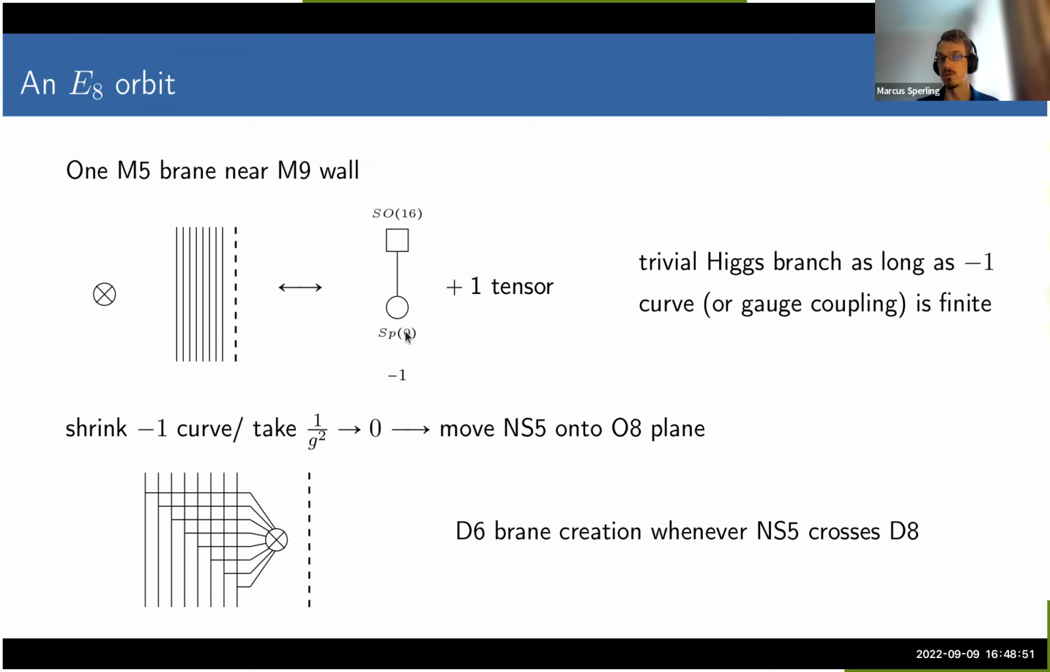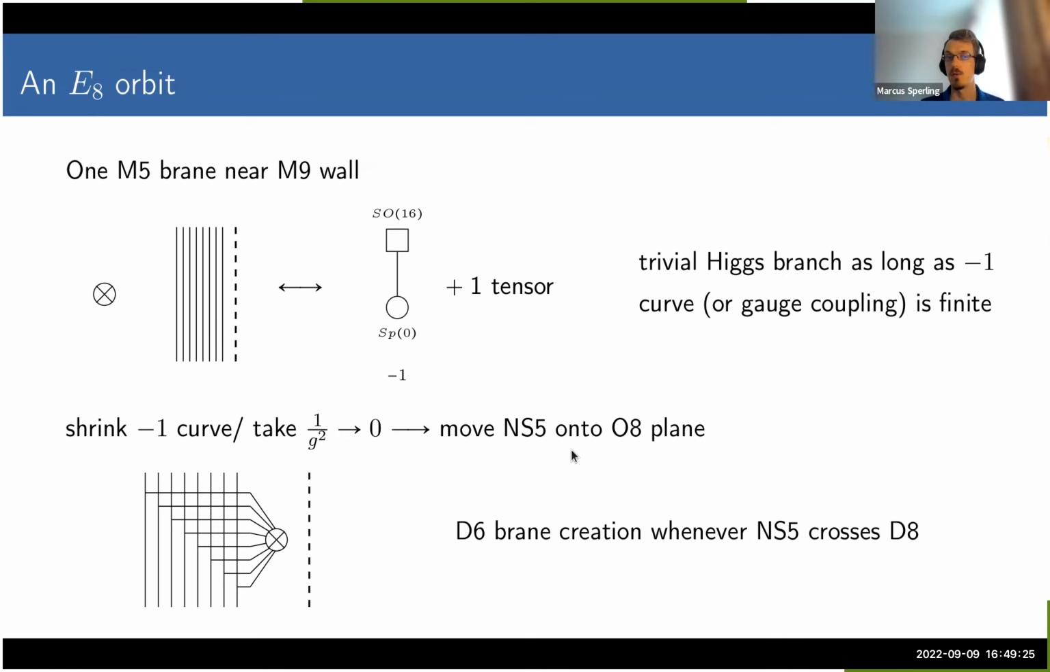So now this is the zero rank limit of this kind of story. And then you have SO(16) flavor symmetry just because you have 8 D8 branes in total, plus 1 tensor multiplet. And we immediately see that this theory has no Higgs branch. It's just trivial, either because you see there are no D6 branes, or you see the gauge theory is just trivial. But now, the important point is we can start from something that's trivial and go to something that is wildly non-trivial. And the way we do it is we shrink the -1 curve, or we take the gauge coupling to infinity.